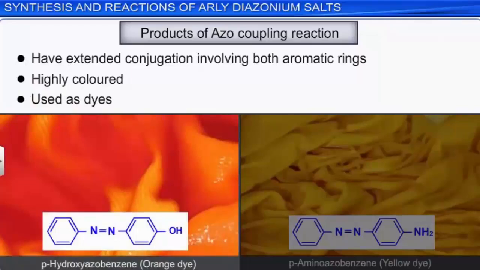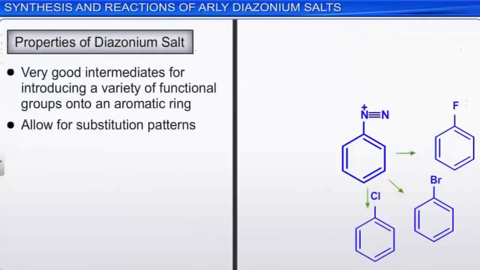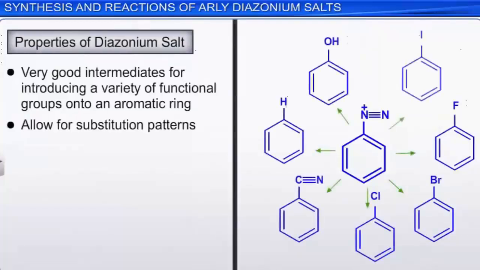As we have seen, diazonium salts are very good intermediates for introducing a variety of functional groups onto an aromatic ring. They allow for substitution patterns that cannot be prepared by direct substitution of benzene or substituted benzenes.